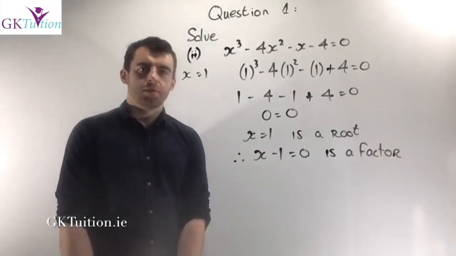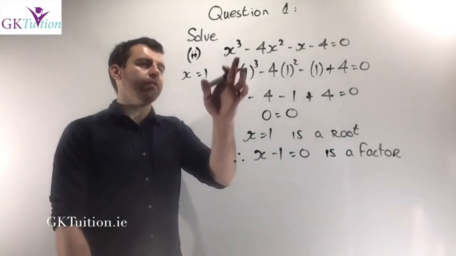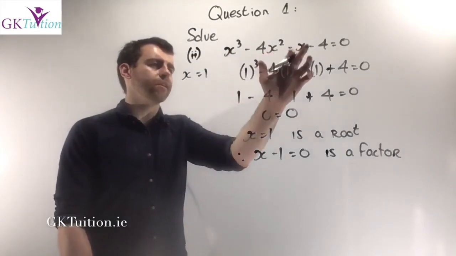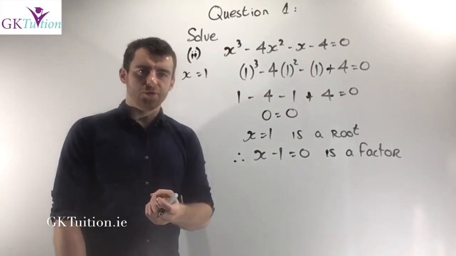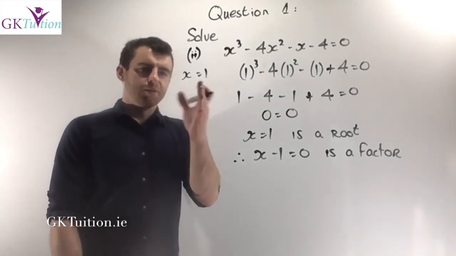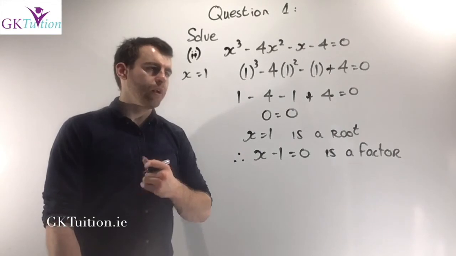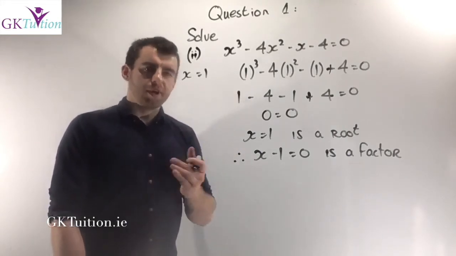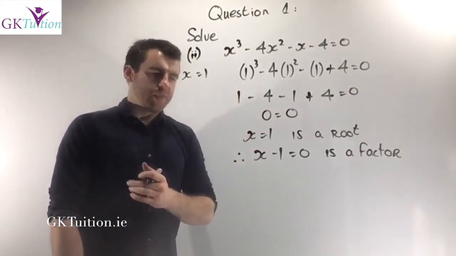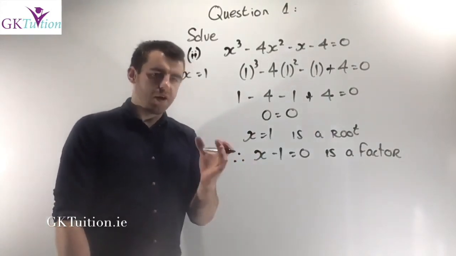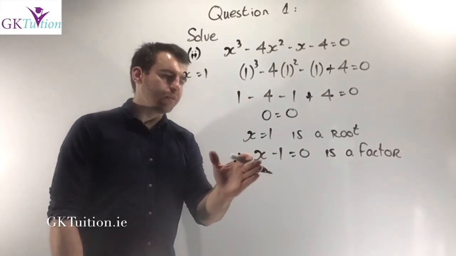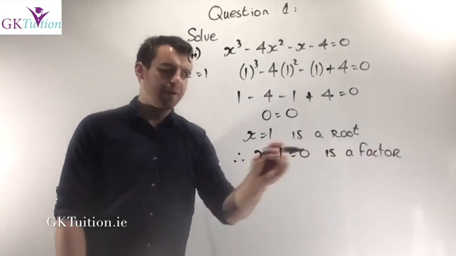Okay, in the second question here, we have the cubic x cubed minus 4x squared minus x minus 4 equals 0. In order to find the first root, we need to use trial and error. So as always, we start off with x equals 1. When I subbed in x equals 1, I ended up with 0 equals 0. That tells me that x equals 1 is a root, and when I convert that to the corresponding factor, I can conclude that x minus 1 equals 0 is a factor.